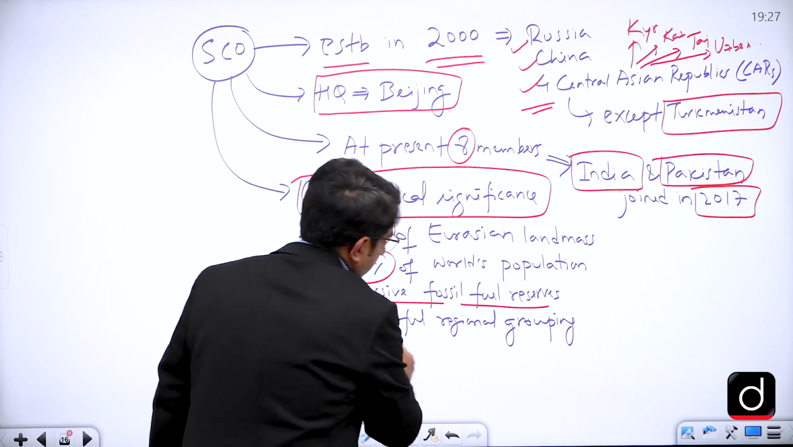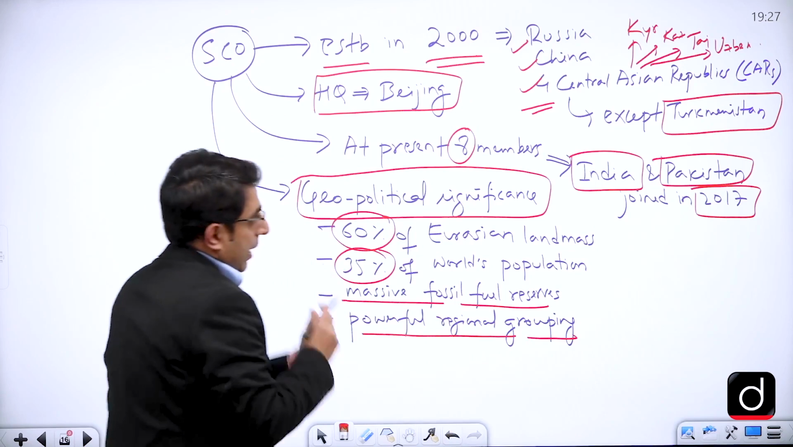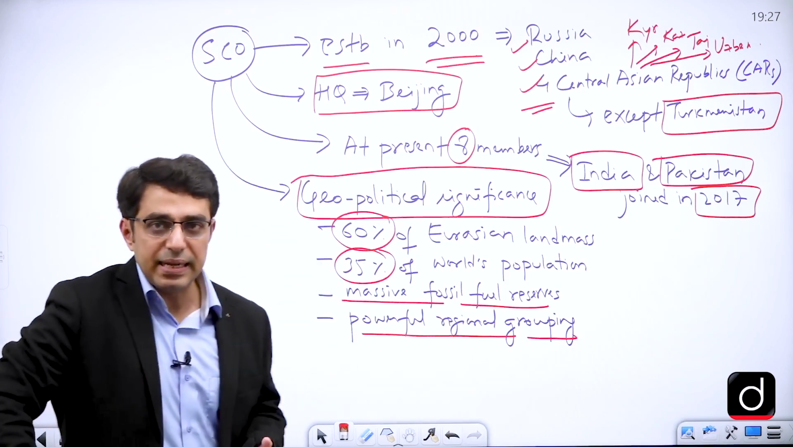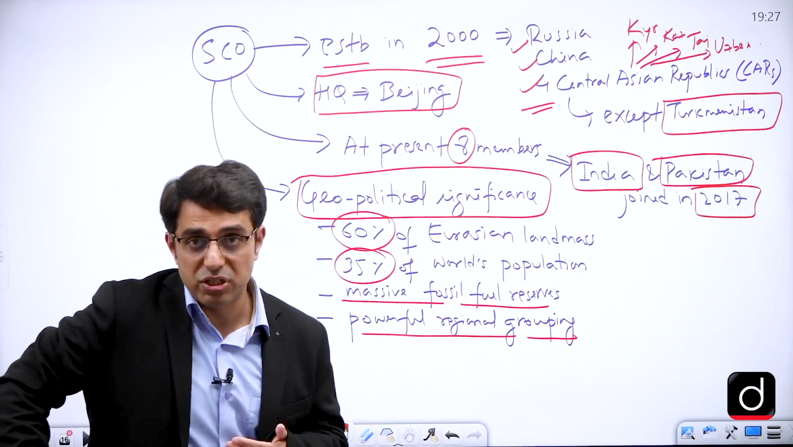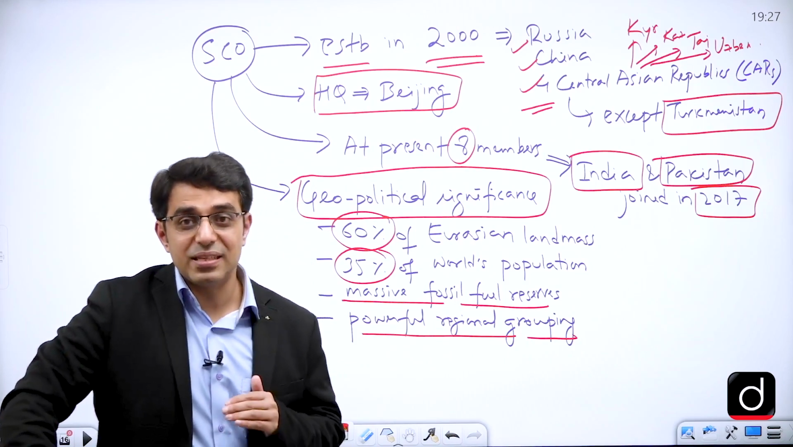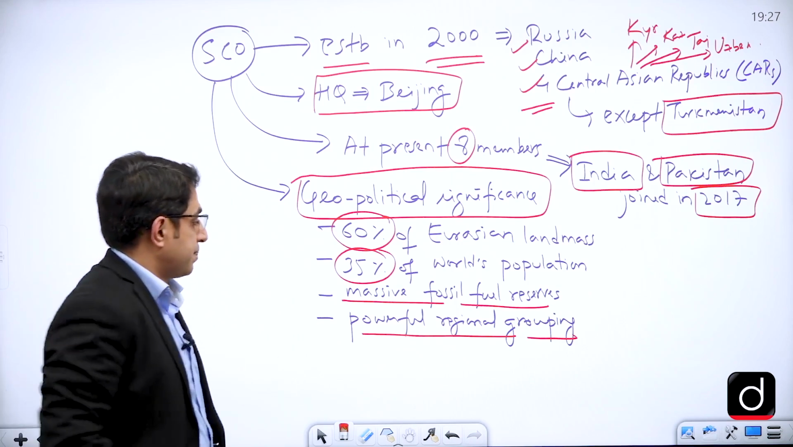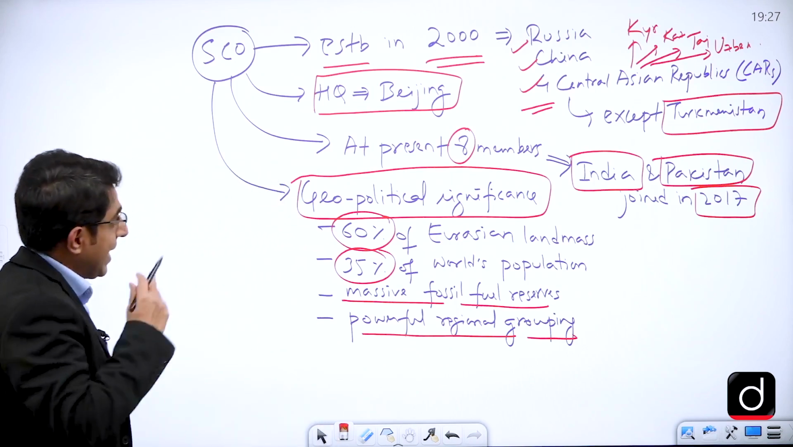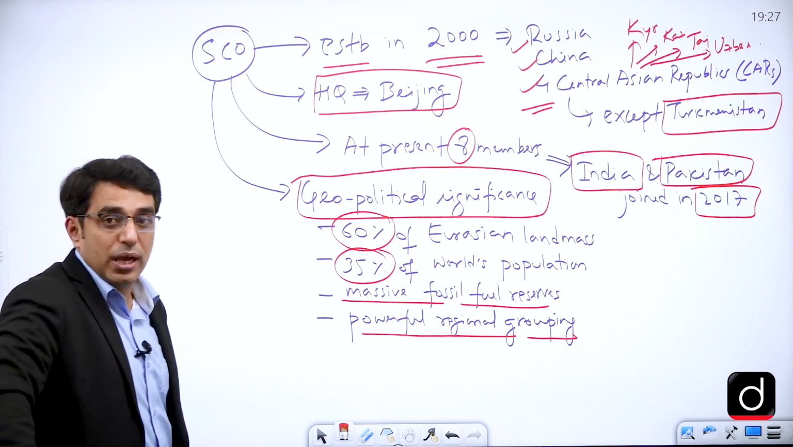Then it is a very powerful regional grouping, and as the membership indicates, it is a very important regional grouping. It is also seen as a counterweight to NATO. So, now we will see the aims and objectives for which SCO has been established.